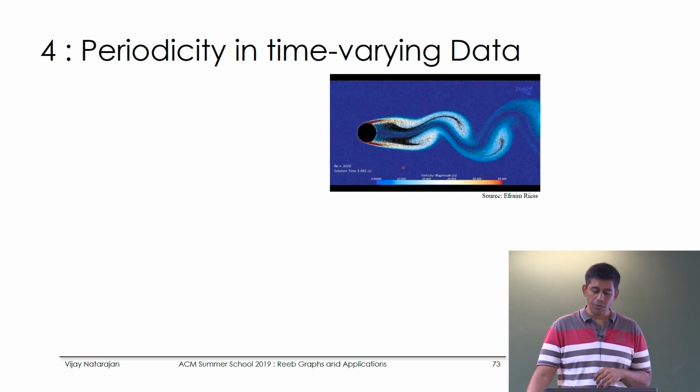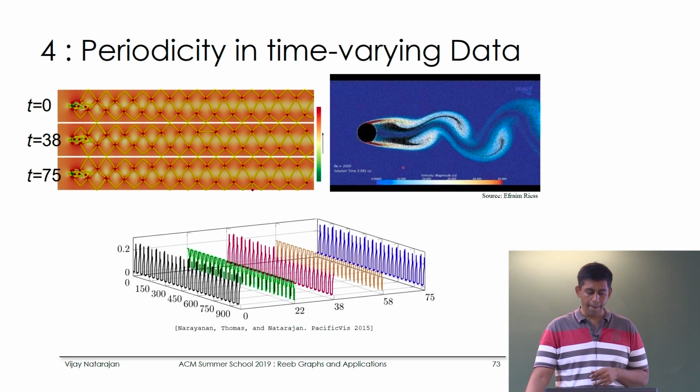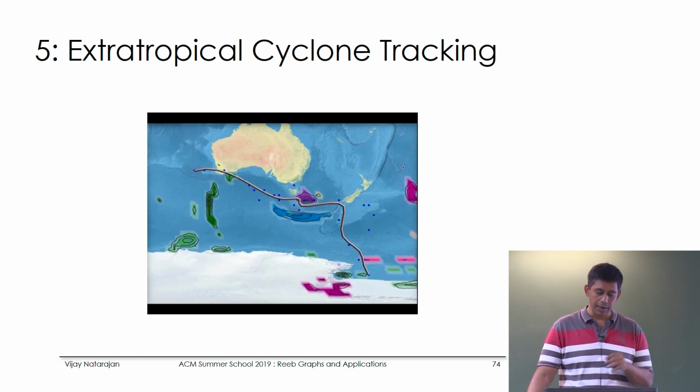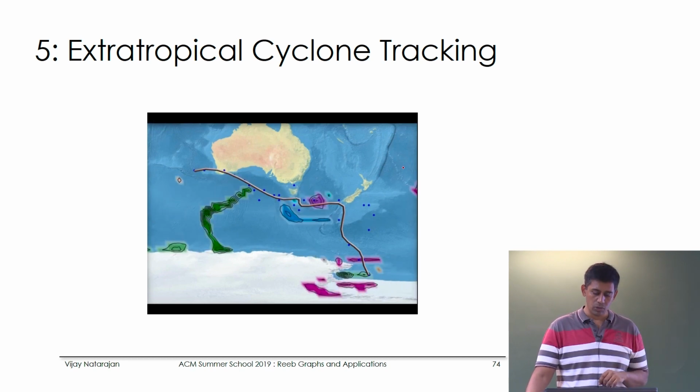This can be used to find periodicity or repeating behavior in data. This is some flow which shows a lot of repeating behavior. So, you can find periodicity. It can be used to track cyclones, like I said, and find the tracks of cyclones also.